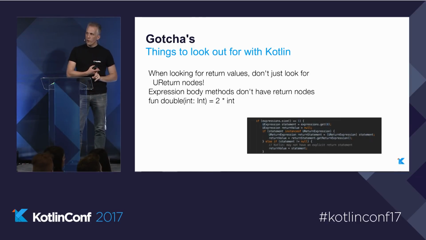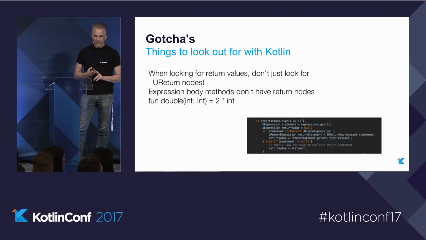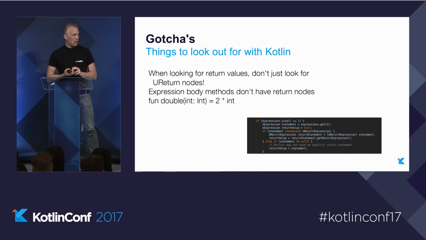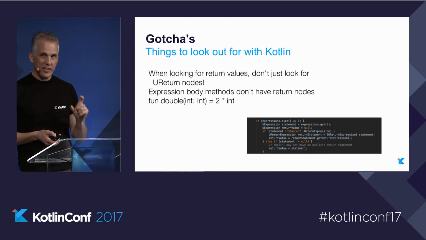When you are looking for return values, don't do what some of our Lint checks did, which is to visit all the UReturn expressions. Because in Kotlin, you may not have a return expression. There are expression body methods, and UAST is not inserting a fake UReturn there. So you need to be able to handle this correctly. So make sure you have a test for this if you care about exit points from a method.